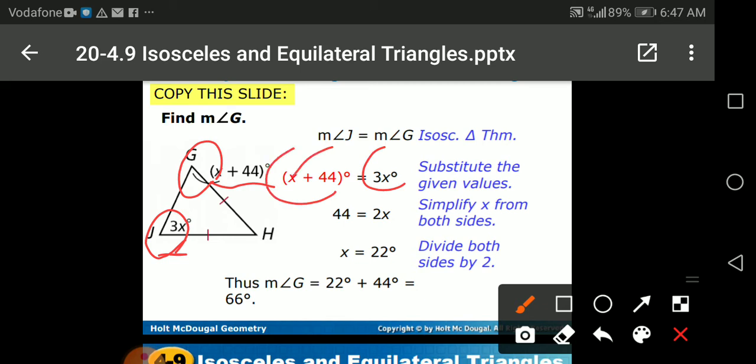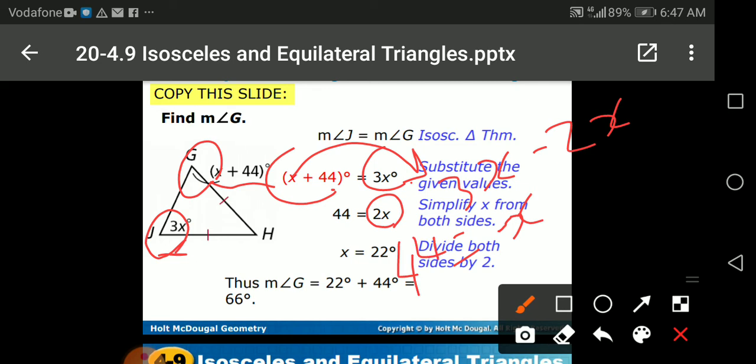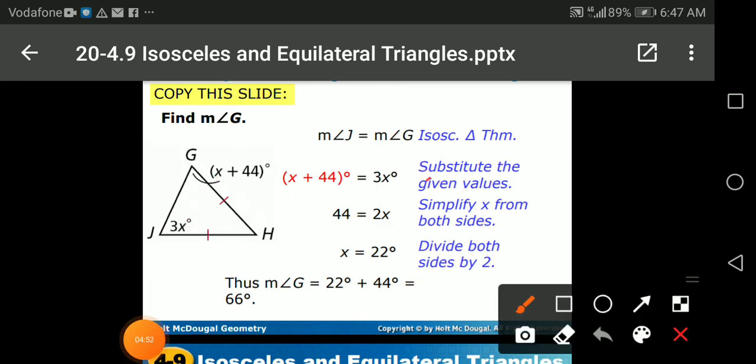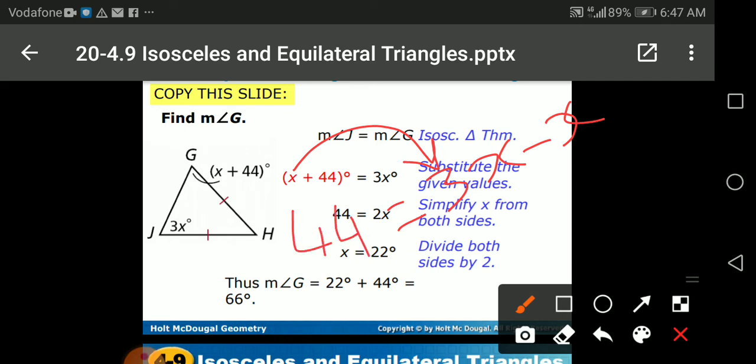So x will go to the other side with a negative sign. It will give me 3x minus x. Okay, again please. Here again I have 3x, and x goes to the other side by a negative sign. This will be, it's clear now, I think so.